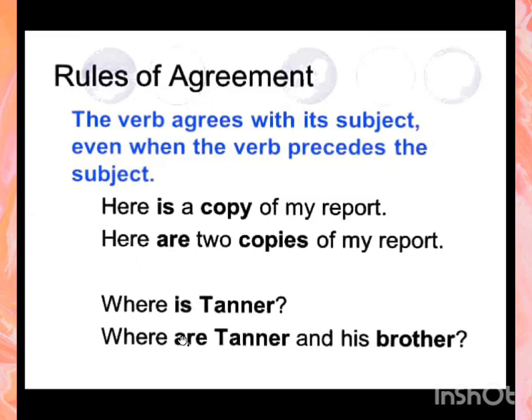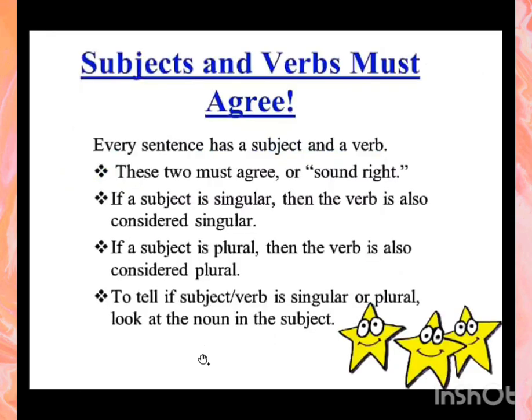Where is Tanner? Where are Tanner and his brother? We are talking about only one noun, so we have used is. Here we are talking about two nouns, Tanner and his brother are together considered as one. So we have used are as the helping verb.